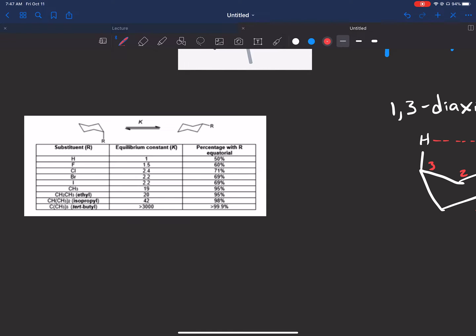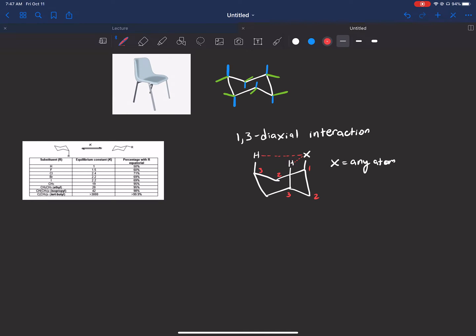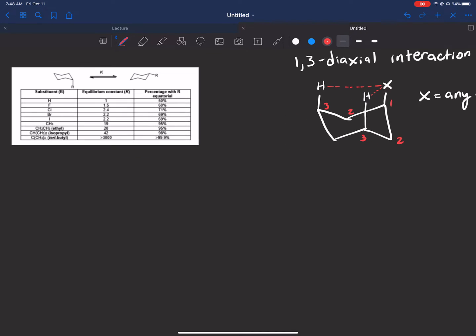Whereas the halogens, fluorine, chlorine, bromine, and iodine, you can see that they're around 60 to 70%. Fluorine is around 60%. Chlorine, bromine, iodine are about 70%. Whereas groups like methyls, ethyls, isopropyls, terbutyls, they are heavily favoring being equatorial, okay? Because they're bulkier in general. So before I go on, let's just talk about why halogens don't have such high favorability towards the equatorial compared to those carbon chains, okay?